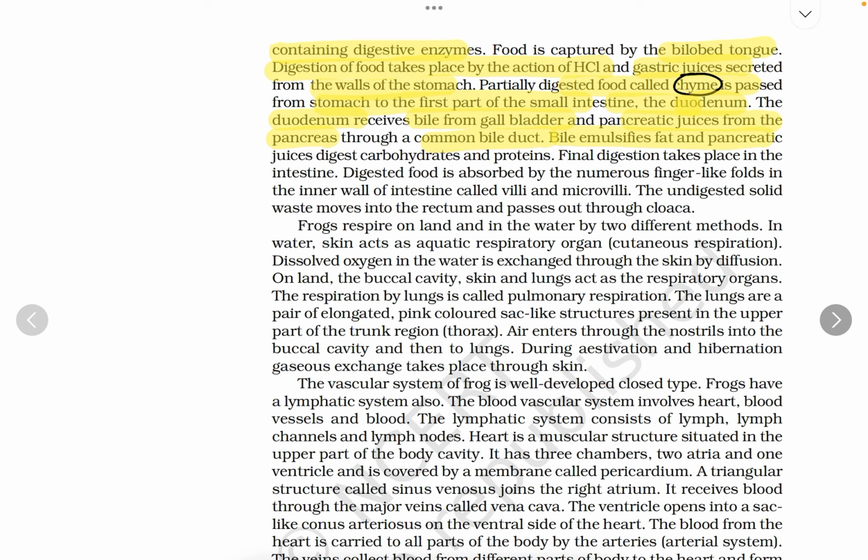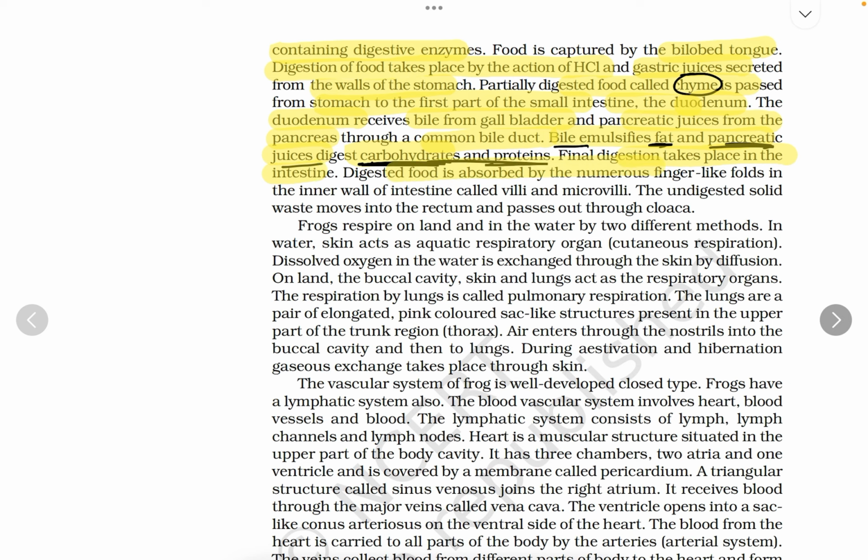So bile emulsifies fat. The function of bile is to digest fat, right? And pancreatic juices digest carbohydrates. So the function of bile is to break down fat. Emulsification means break down. Pancreatic juices will digest carbohydrates and proteins. So final digestion takes place in the intestine.